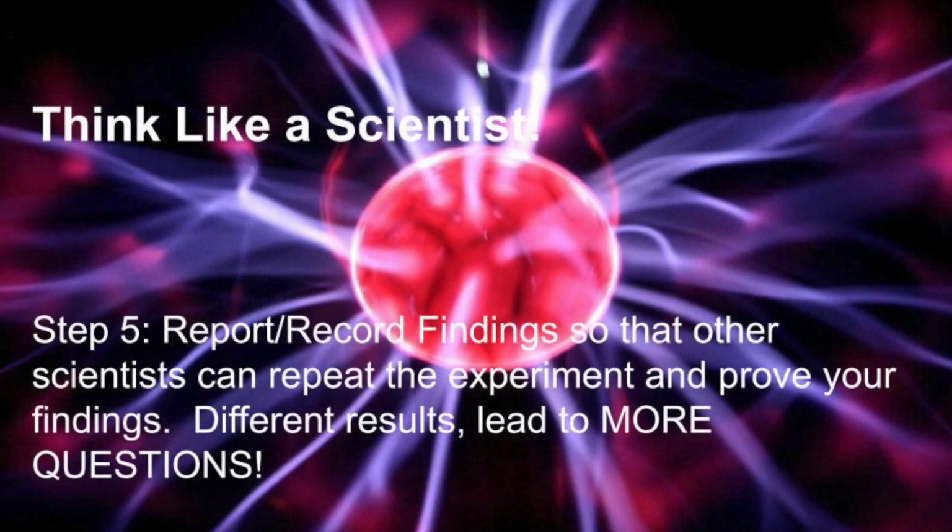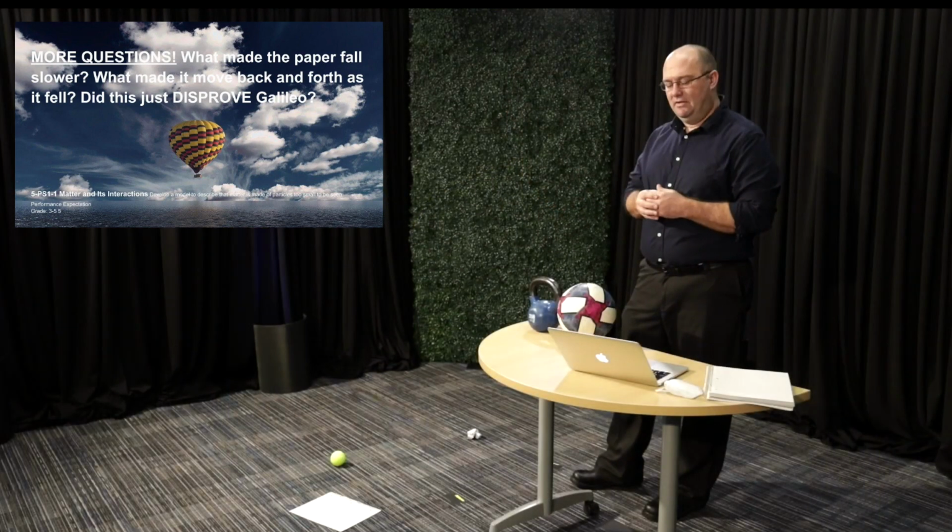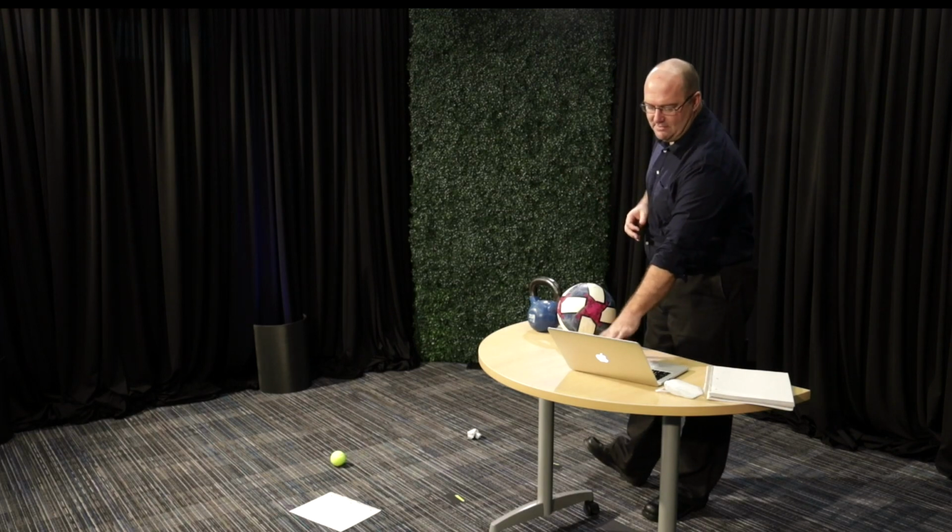So we still have to go to step 5, which was record and report our findings so that other scientists can repeat the experiment and prove our findings. So different results lead to more questions. And more questions are, what made the paper fall slower? What made it move back and forth as it fell? Did we just prove Galileo's hypothesis? These are questions for another day, but there is a hint. There are invisible particles that are too small to see that are getting in the way.